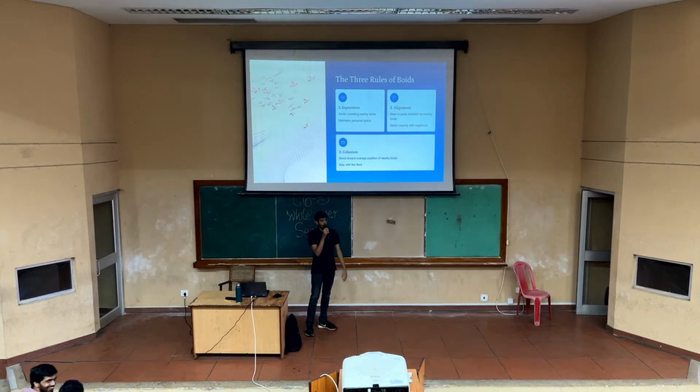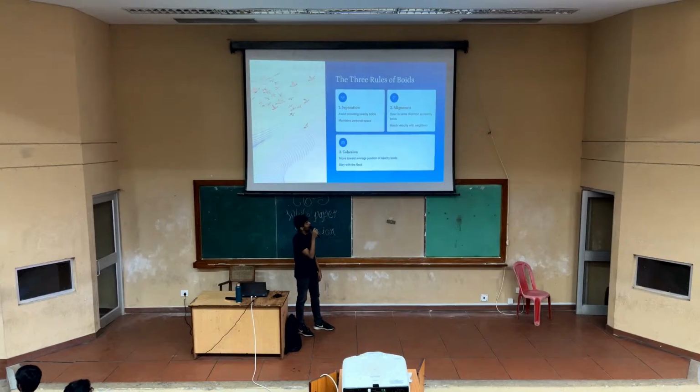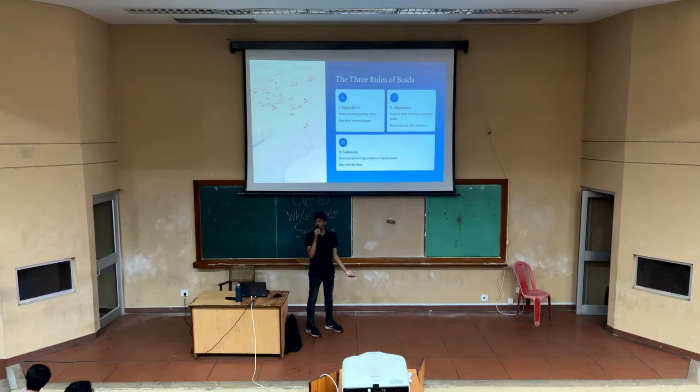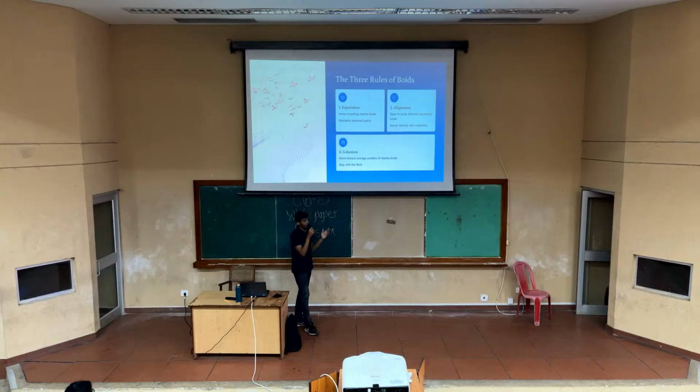Boids follow three specific rules. Those are separation, alignment, and cohesion. Separation is that when two boids come very close to each other, they tend to move apart. Alignment is that boids tend to move in the same direction as their nearby neighbors and try to match their velocity. And finally, cohesion, which is that a group of boids tend to move toward the center of the flock.